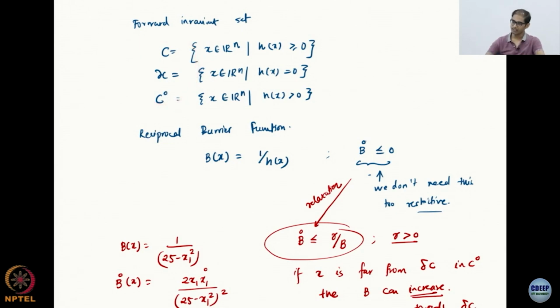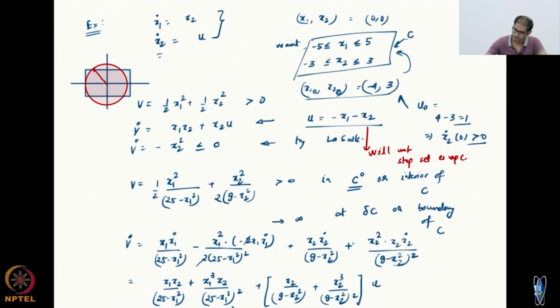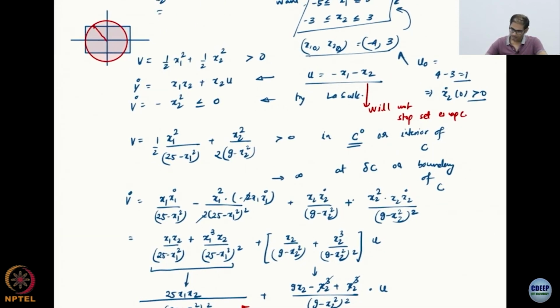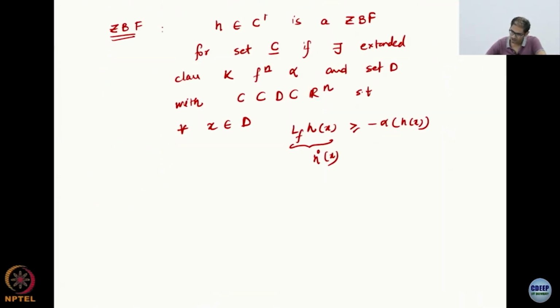So whenever you are outside, just like in these examples, you can see this example itself. When H is positive, x1 is between plus minus 5. If H is negative, it is outside. So H negative is allowed, no problem. Now what do we want? We want H dot to be greater than or equal to minus alpha H.